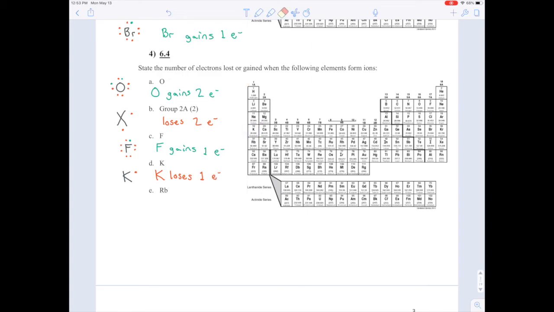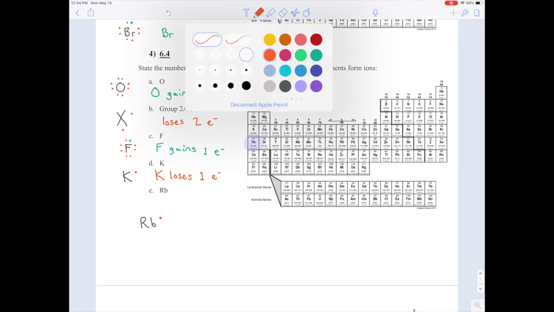All right, last but not least, rubidium, Rb. Rubidium is on the left side of the periodic table. If we wanted to draw its Lewis dot structure, we could write that Rb. That represents the nucleus and all of the inner electrons. Because it's in group 1A, we know that there's going to be one outer, or valence, electron. And so that is the Lewis dot structure for rubidium.